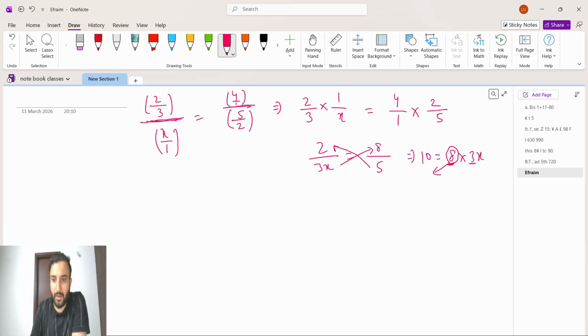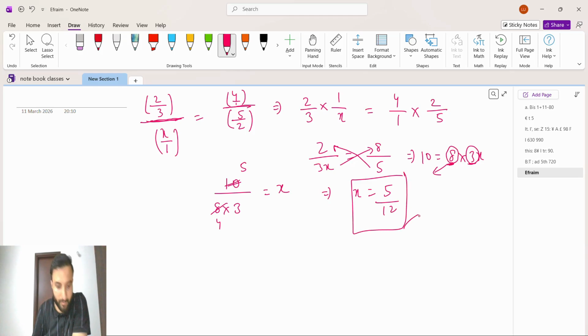Okay, so this 8 and 3, what will happen? Here it is multiply. When it goes to that side, it will go in divide form. So 10 divided by 8 into 3 equals x. Okay, so bhaiya dekho, 2 fives are 10, 4 twos are 8. So x equals 5 divided by 4 threes are 12. So the answer is 5 by 12. Yes, the correct answer is 5 by 12.